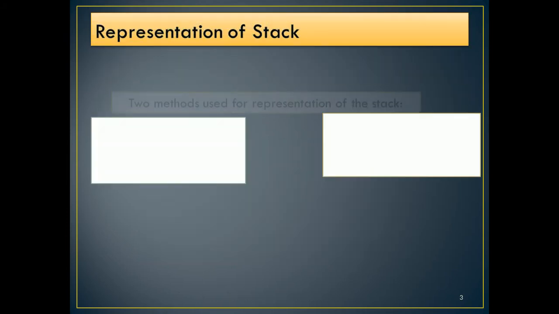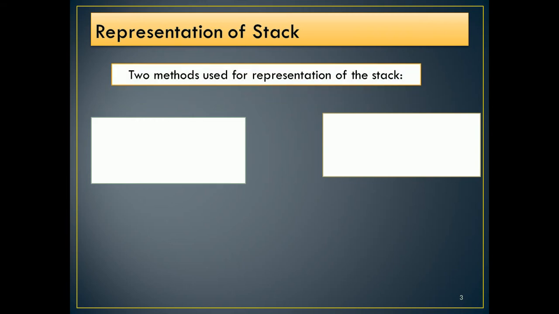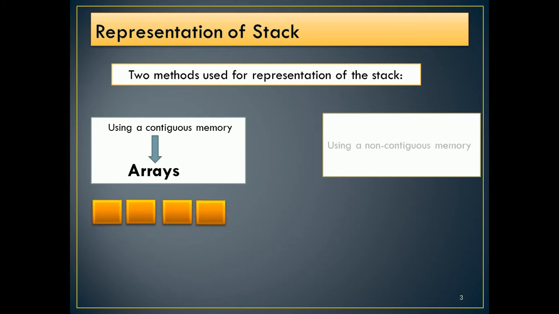Now this is the representation of the stack. There are two methods to represent the stack. The first one is using continuous memory locations. As we know, for continuous memory locations we use the array data structure. For representing the stack we can use the array. An array is nothing but a set of similar type of data. In that case we have to store the stack elements in the array.